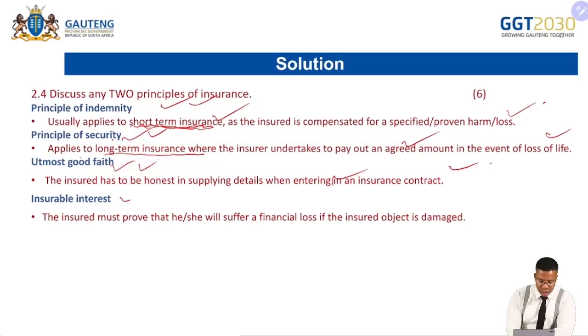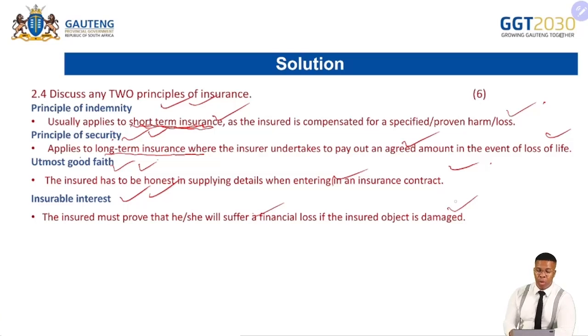And then insurable interest. I like to consider it as a reason why an individual should prove that they want insurance, a reason why you want insurance. So this is to say the insured must prove that he or she will suffer financial loss if the insured object is damaged.